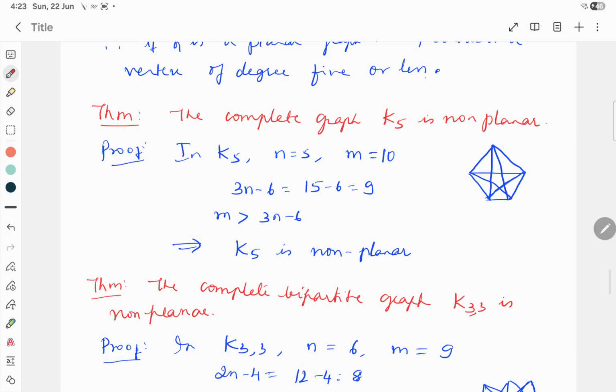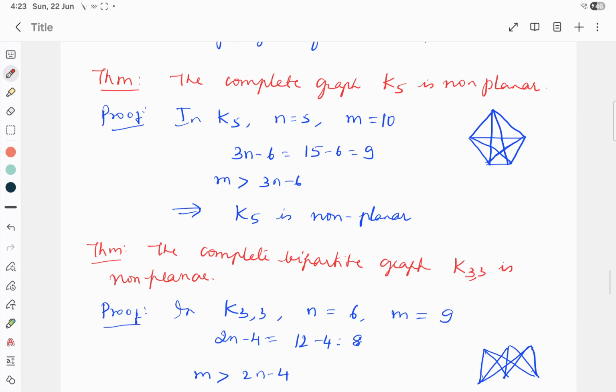So there is one more theorem which states that the complete graph K5 is non-planar. So this is K5, and you can see that the graph contains a 3 cycle. Therefore, which condition do I have to apply? I need to check whether m is greater than 3n minus 6 or m is less than or equal to 3n minus 6. If m is greater than 3n minus 6, then the graph is non-planar. If m is less than or equal to 3n minus 6, then the graph is planar.